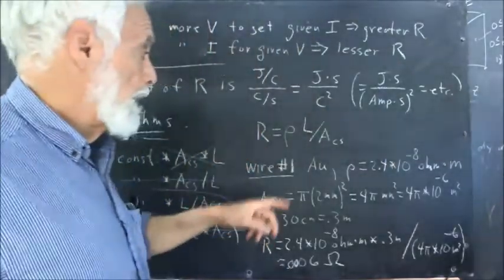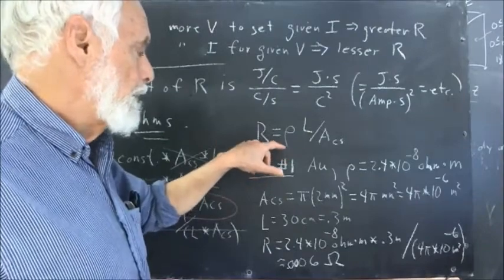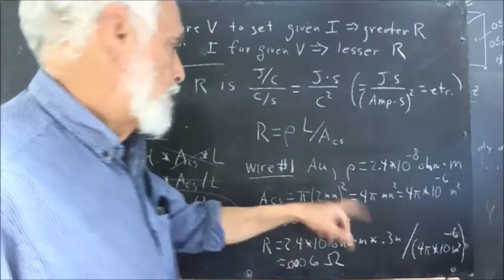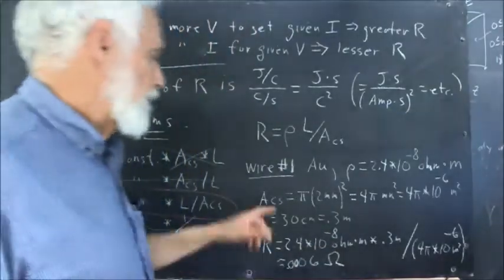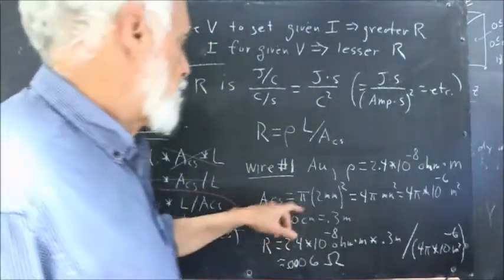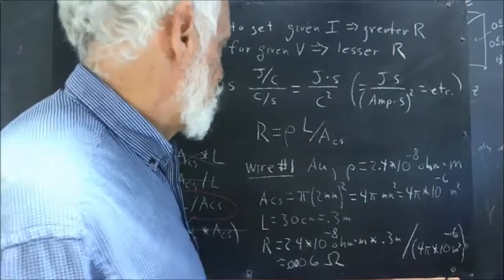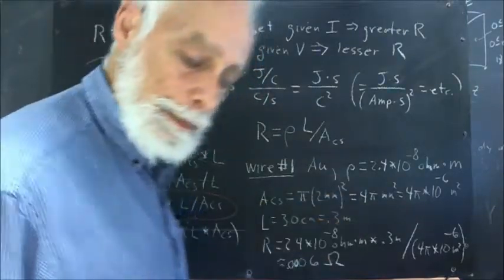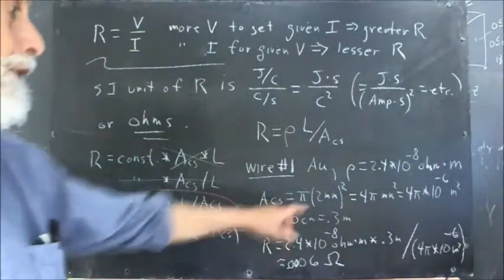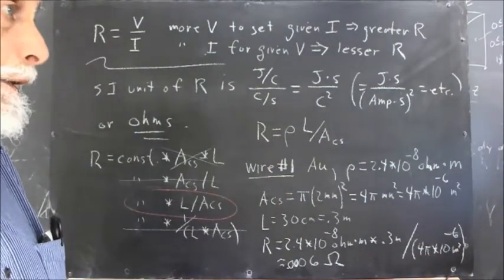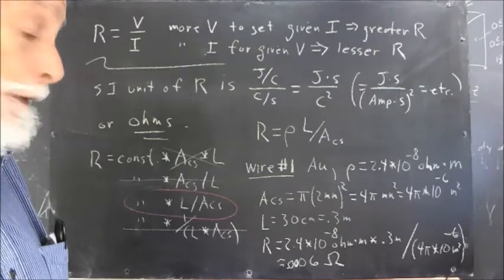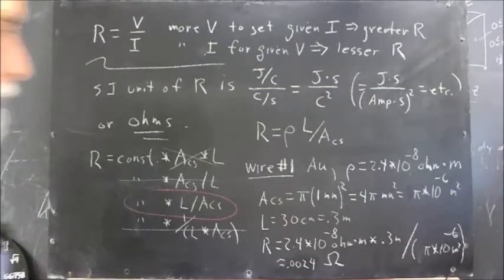We just multiply the rho, which is 2.4 times 10 to the negative 8 ohm meters, by the cross-sectional area, which is, oh heavens, I really messed that up. Let me stop and fix that. I used the diameter here where I should have used the radius in calculating the area. Okay, that was pretty easy to correct.